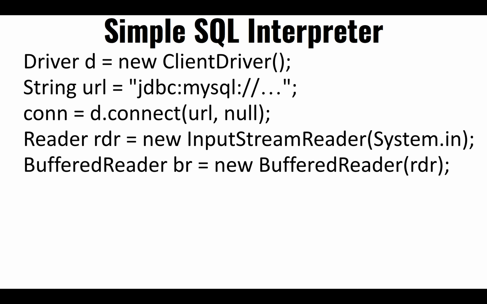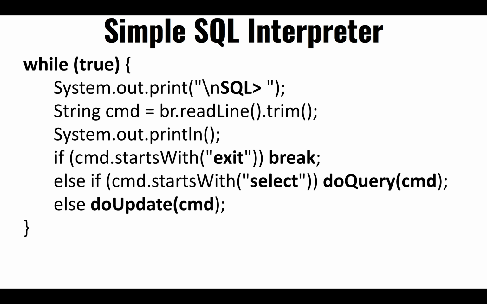We have the driver. We connect to the driver, and the buffered reader so that we can read from the keyboard. And here we're printing out the SQL command line, and we're reading from what you type at the command line. If you type exit, we stop. Otherwise, if the statement that you write starts with a select, then I know you're doing a query. If instead you type anything else other than a select, then it must be either an insert, update, or delete. Make sense?